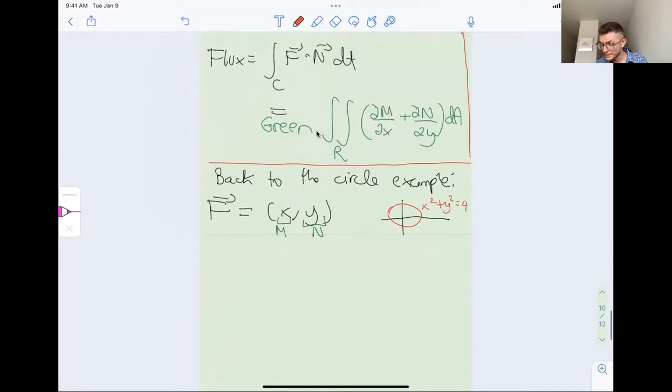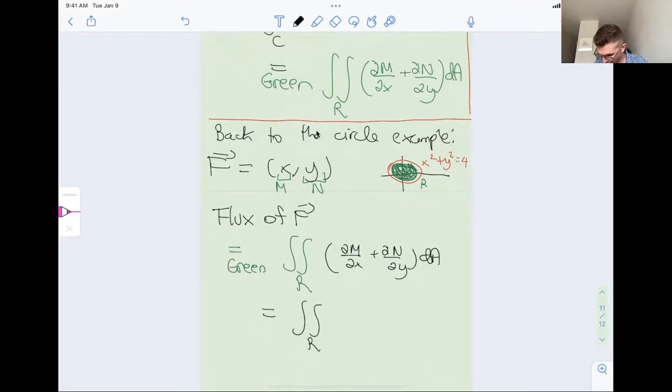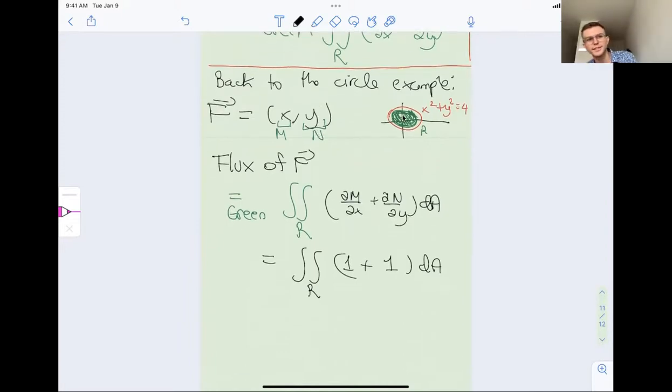And so if you want to find the flux, now you can use Green's theorem. According to Green's theorem, there's an integral over the region R. What's the partial derivative of M with respect to x? It's just 1. What's the partial derivative of N with respect to y? It's just 1. So you have to do the double integral of the constant 2 over this disk. So how would you integrate this function?